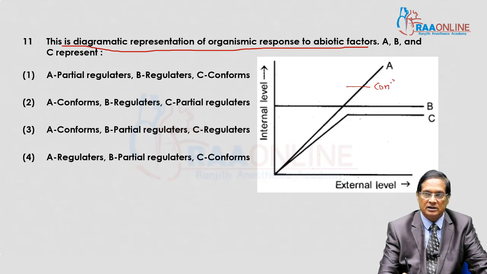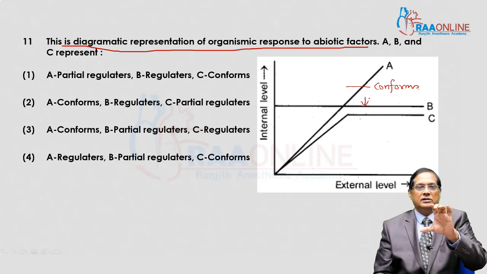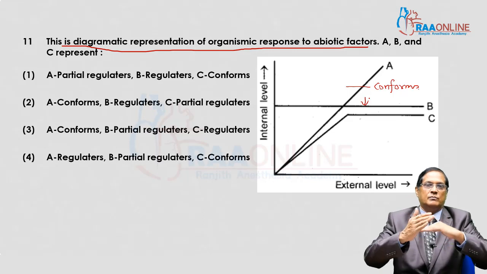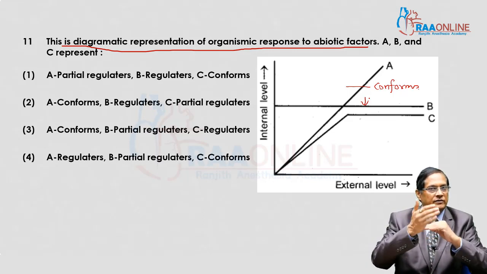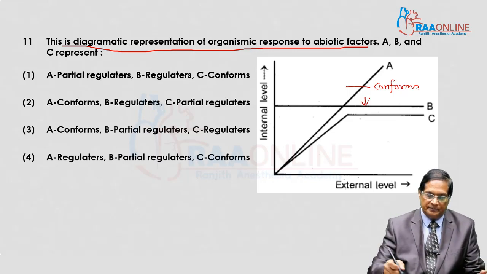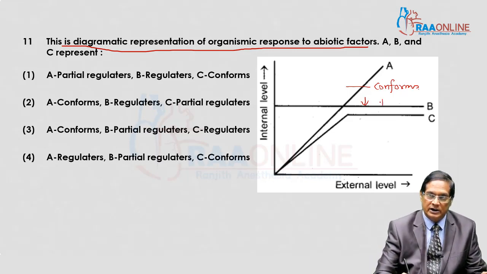Change in external condition and see the response also. They are conformers. What about B? Their body temperature is fixed and does not fluctuate with the external condition. So B are the regulators.